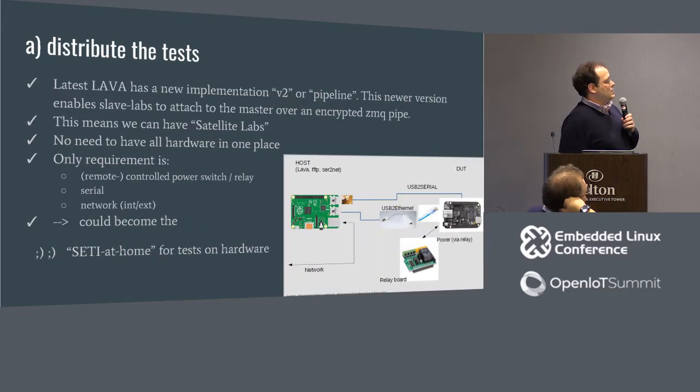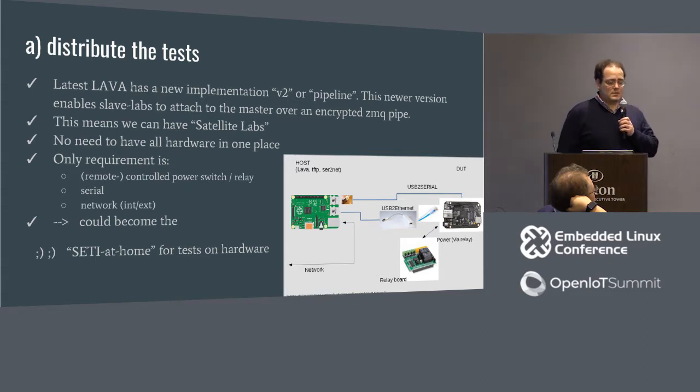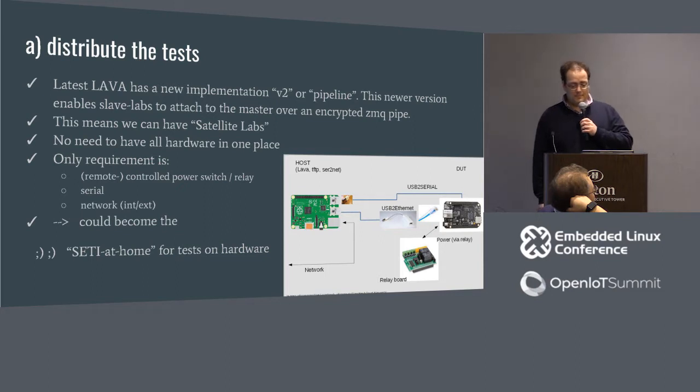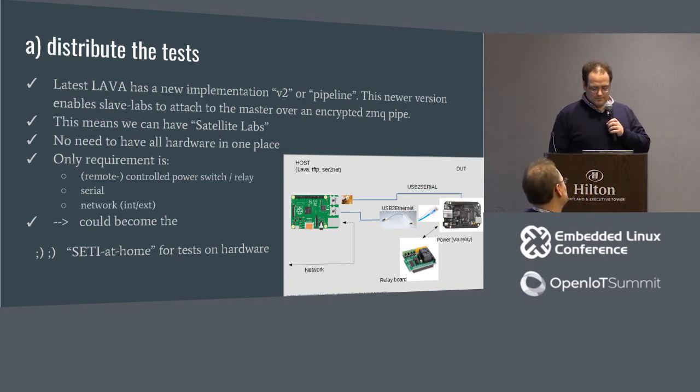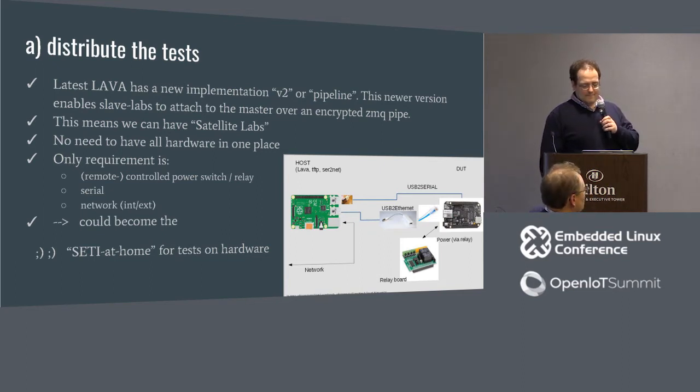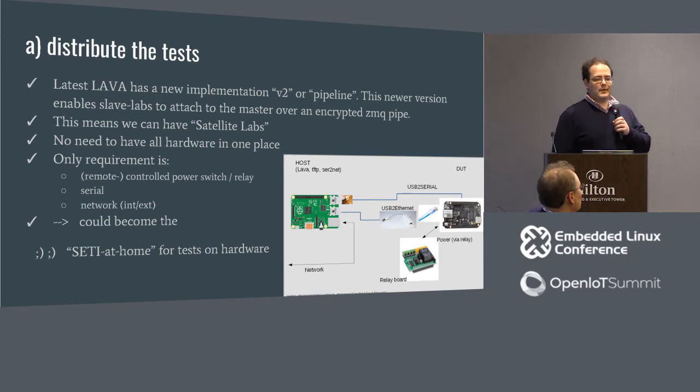Using the latest LAVA V2, we can split it, so now we have a master and a slave. And those slaves can be small satellite labs. They use an encrypted 0MQ pipe. Yeah, so the satellite lab will communicate with the master over TCP. Which is nice. I don't need to have all hardware in my lab now.